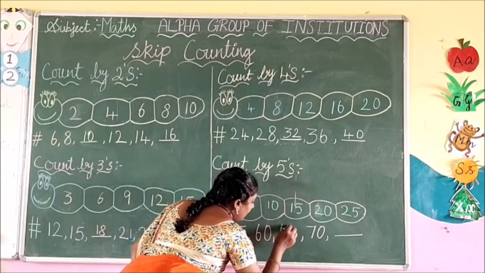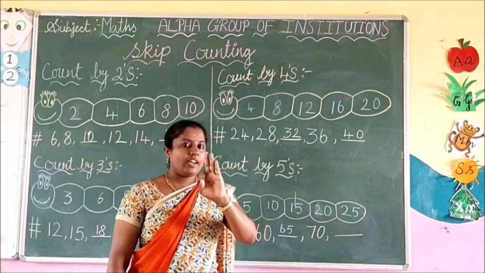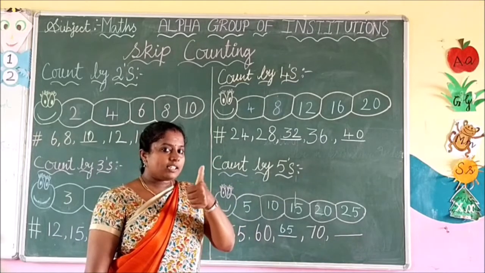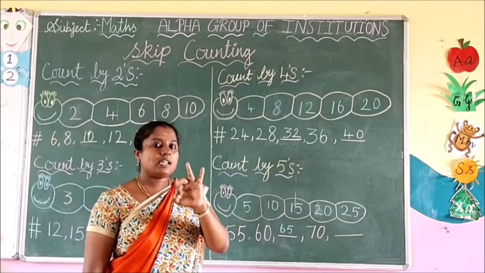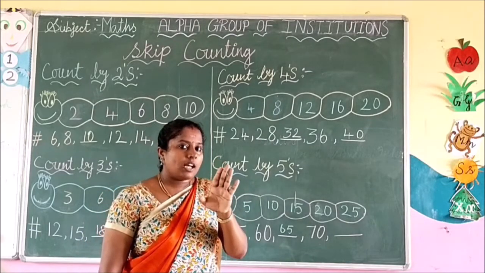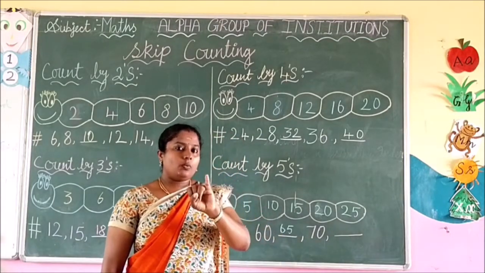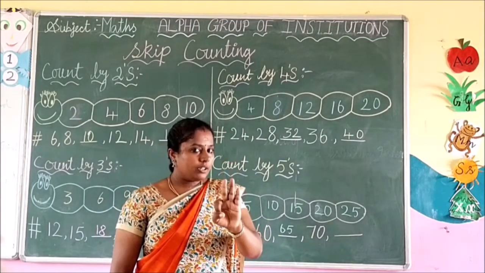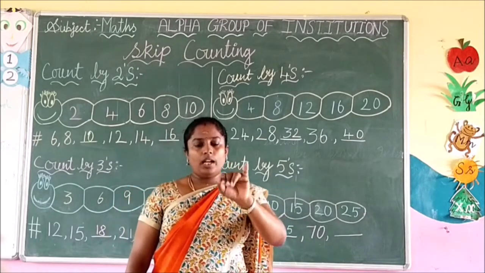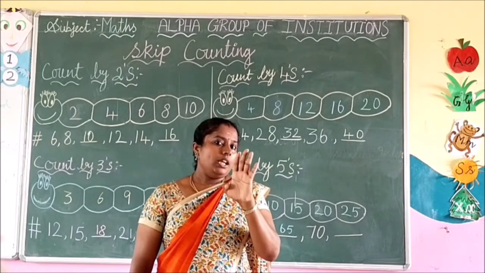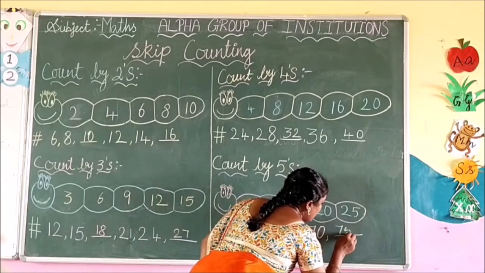So 65. After 65: 66, 67, 68, 69, 70. So by 5 skips, 70. After 70: 71, 72, 73, 74, 75. So the next number is 75.